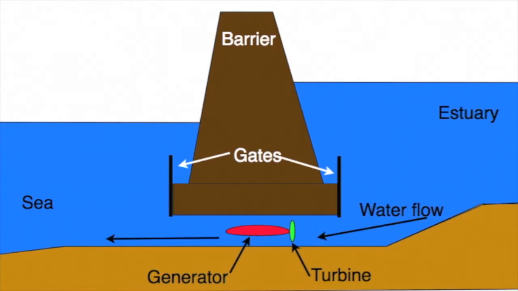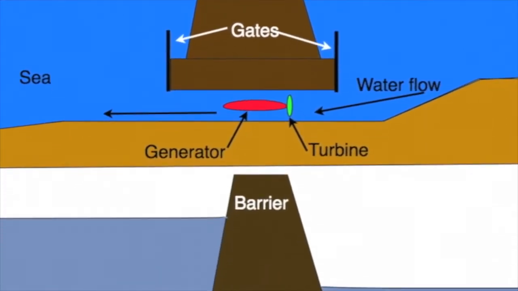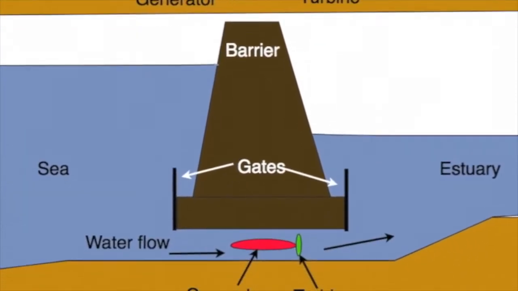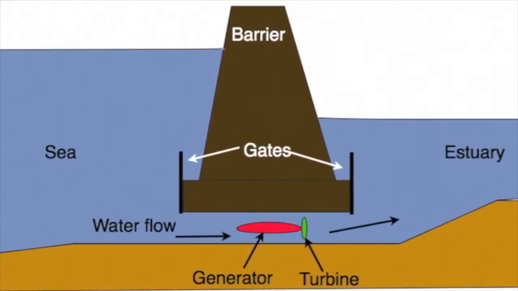As the tide moves out, the water level in the estuary is much higher than that in the sea, and water flows through the turbine, driving a generator. As the tide flows in, the reverse happens. The level in the sea is higher than that in the estuary, and the water flowing in the opposite direction drives the turbine and hence the generator.